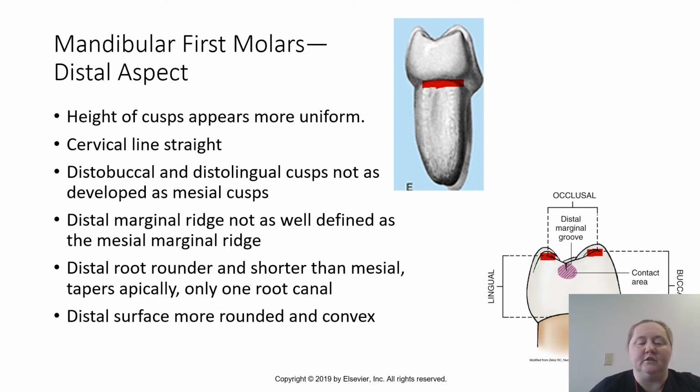The distal buccal and distal lingual cusps are not as developed as the mesial cusps. The distal marginal ridge is not as well defined as the mesial marginal ridge. The distal root is going to be rounder and shorter than the mesial, so you can actually see the mesial behind it here. Okay, and it tapers apically, only one root canal, okay, in this distal root. So just imagine one canal in here. The distal surface is more rounded and convex.